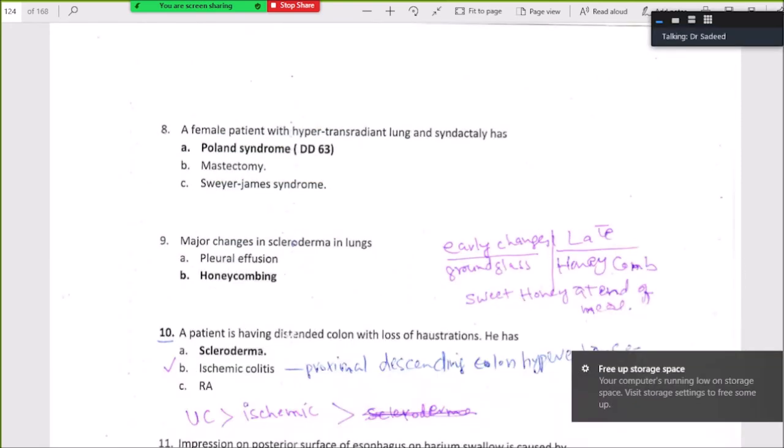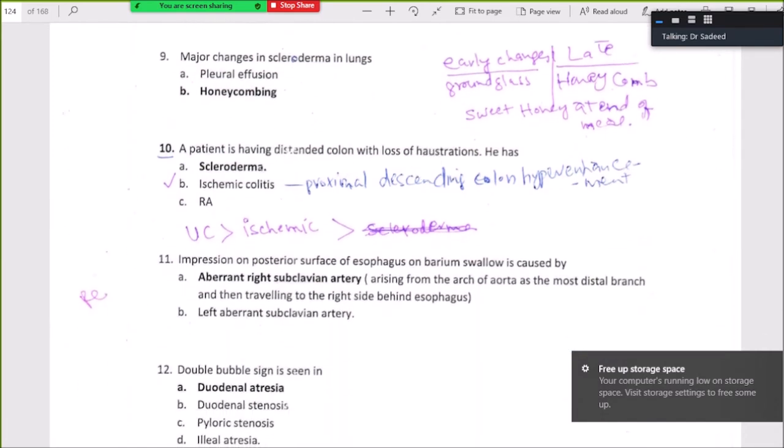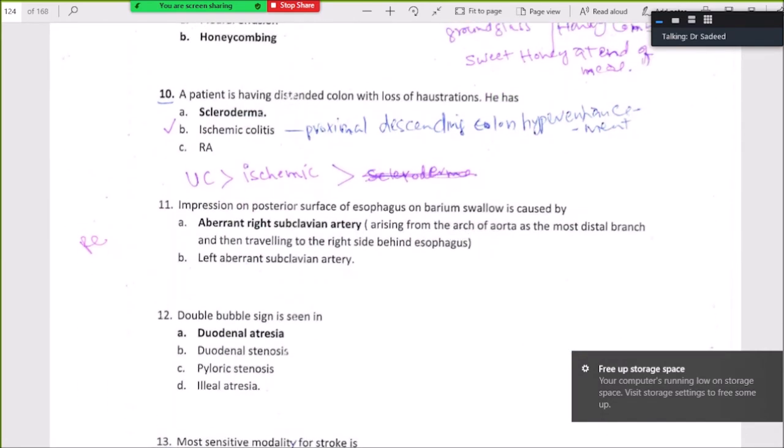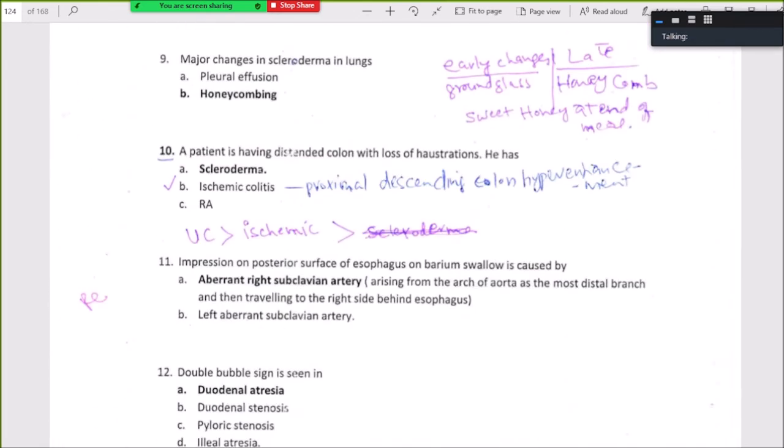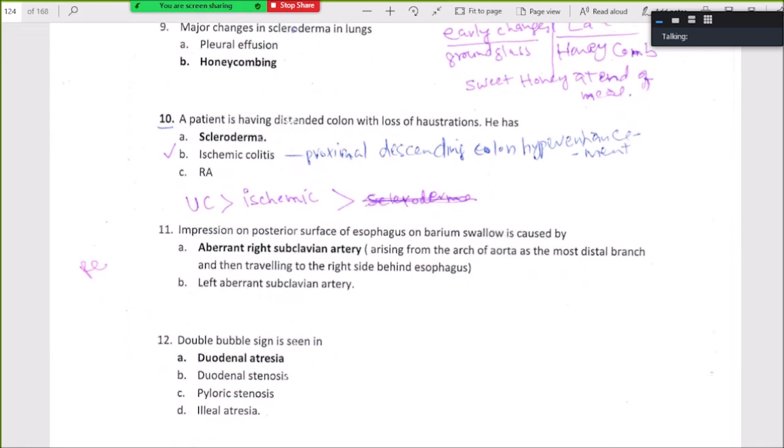The next one, question number 10. Patient has descending colon loss of haustration. He has ischemic colitis. Is proximal descending colon involved, and it shows hyperenhancement. Acute colitis is greater than ischemic colitis. So descending colon with loss of haustration: ischemic colitis.